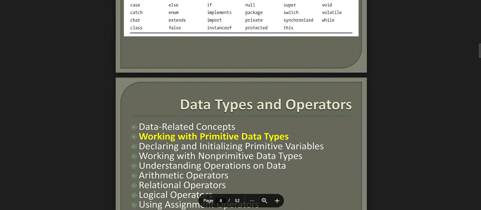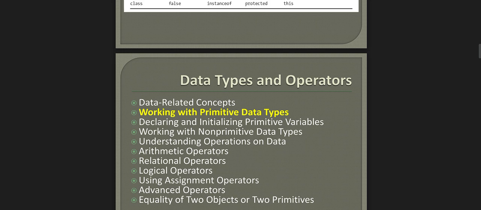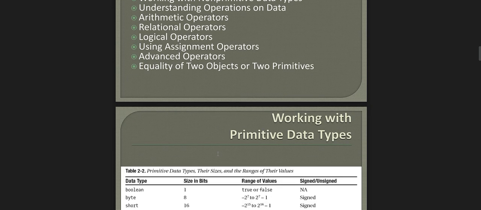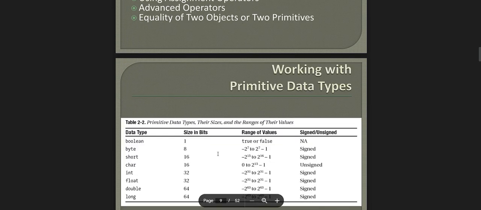Data types and operators. Data related concepts: working with the primitive data types, declaring and initializing the primitive variables, working with the non-primitive data types, understanding the operations in Java: arithmetic operator, relational operator, logical operator, using the assignment operator, advanced operator, equality of two objects or two primitives. Working with the primitive data types.